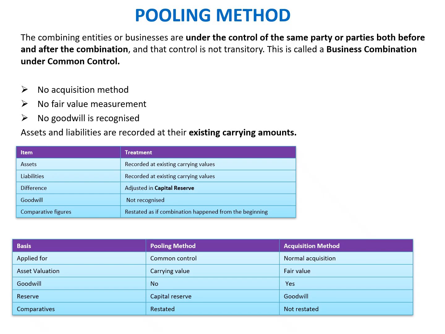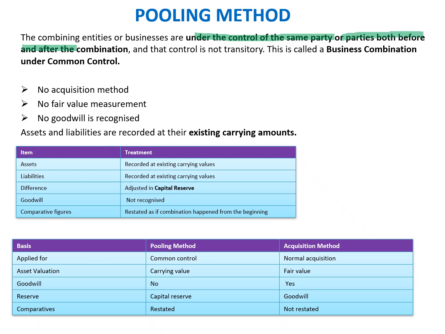Okay, now we'll talk about the pooling method, which is the method wherein the combining entities or businesses are under the control of the same parties. For example, a parent having multiple subsidiaries wants to merge a couple of its subsidiaries, or a parent having two subsidiaries wants to merge them. Then this is normally a pooling of interest method. So basically, what does this mean? That the same party or parties control both before and after the combination.